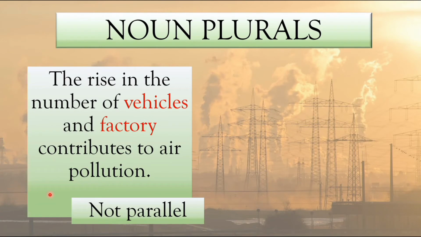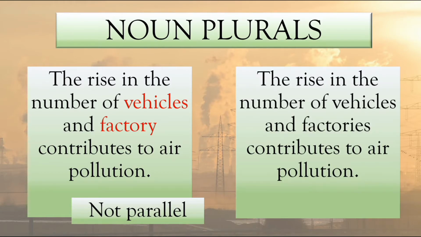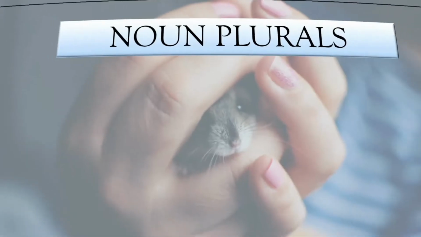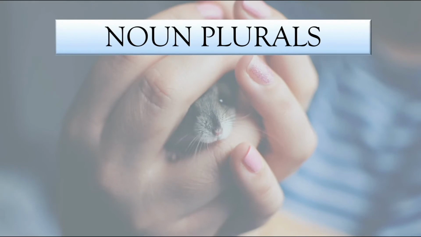To make it parallel, let's pluralize both words to best fit the sentence context. Then, the sentence would be, the rise in the number of vehicles and factories contributes to air pollution. Let's highlight vehicles and factories, which are both plural. Then, we could say that the sentence follows parallelism. Let's go to another example for noun plurals.